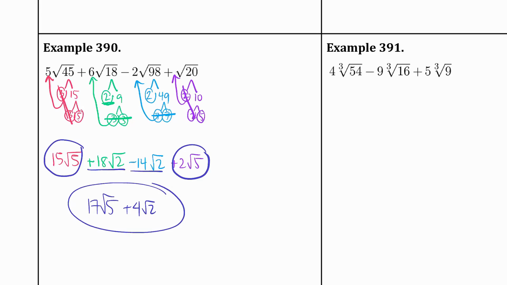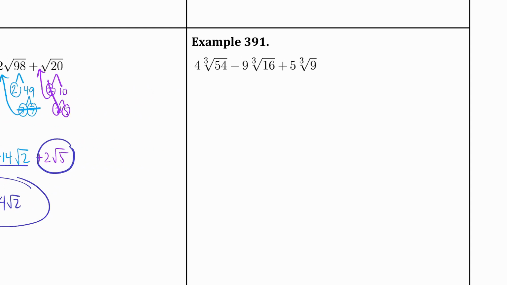So if you don't have square roots or radicals or whatever they are that are completely simplified, before you add or subtract them, you have to completely simplify them. All right, and then our last one here, we're dealing with cube roots. Notice they're all cube roots, but we still have to simplify them.